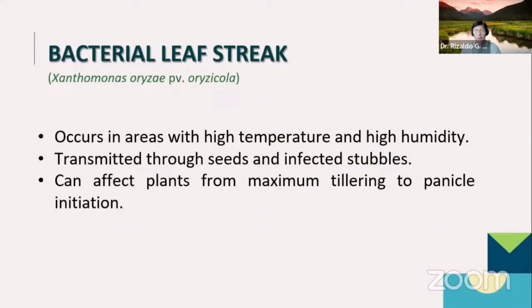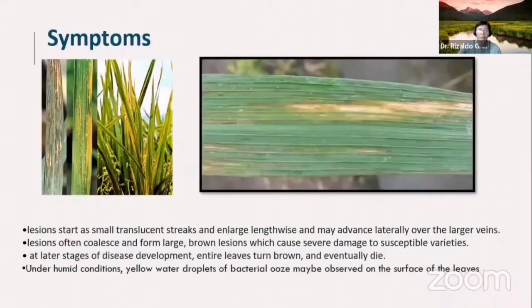It is reported to be transmitted through seeds and infected stubbles and can affect plants from maximum tillering to panicle initiation. Lesions start as small translucent streaks and enlarge lengthwise and may advance laterally over the larger veins. The lesions often coalesce, so katulad nito, nagkukwalis sila, so lumalaki, mag-akala mo parang blight na siya. And at later stages of development, the entire leaves would turn brown and eventually die.